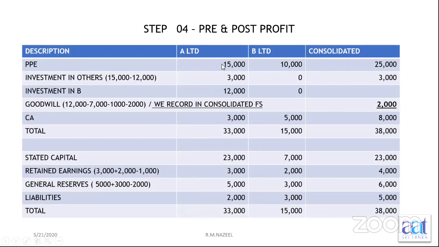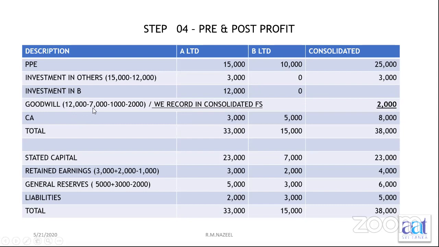PPE: parent 15, subsidiary 10, consolidated is 25. Investment: total investment is 15, investment by parent is 12, therefore it is 3. It goes to the consolidated account. Okay? Consolidated. Goodwill. What do we do?